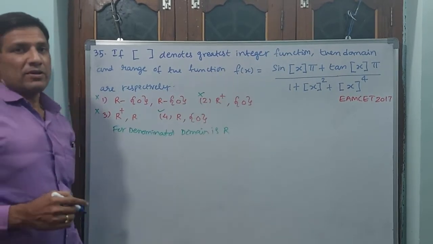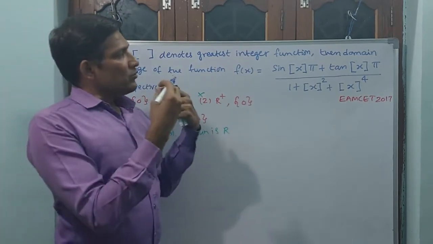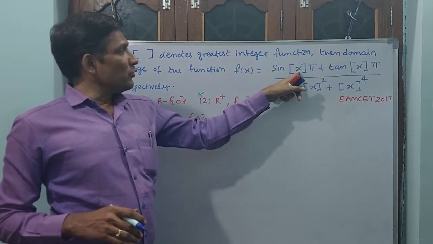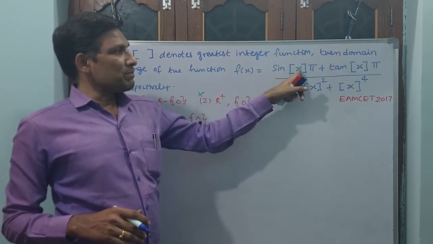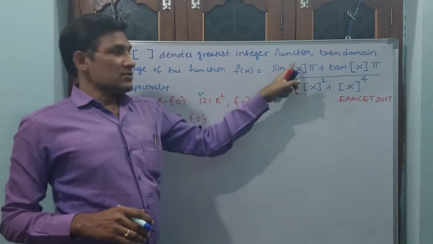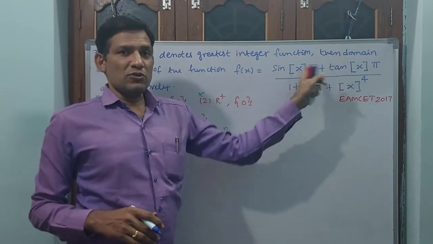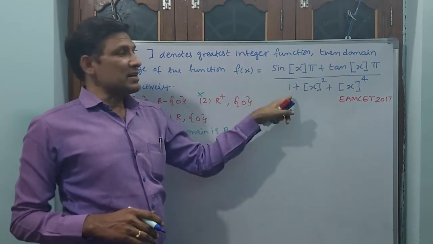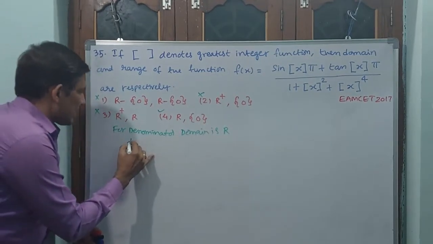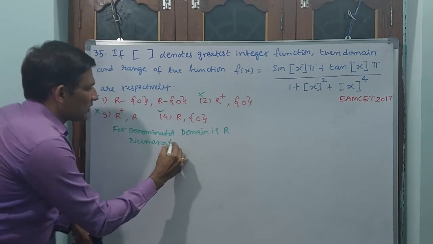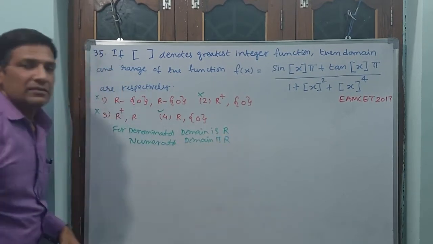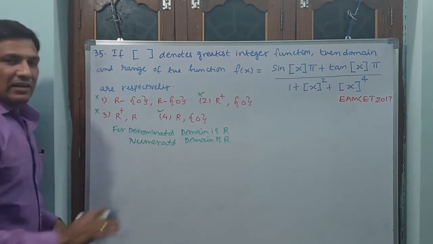What about the numerator's domain? I already told you, you can give any real number in the numerator. You give 0 also, you give negative also. Because sine of minus pi, sine of plus pi, sine of 0 pi are all 0. Sine 0, tan 0, 0 will come. But here 1 is there, and 0 by 1 is again 0. That means the function is defined. For the numerator also, the domain is R. Domain case over.